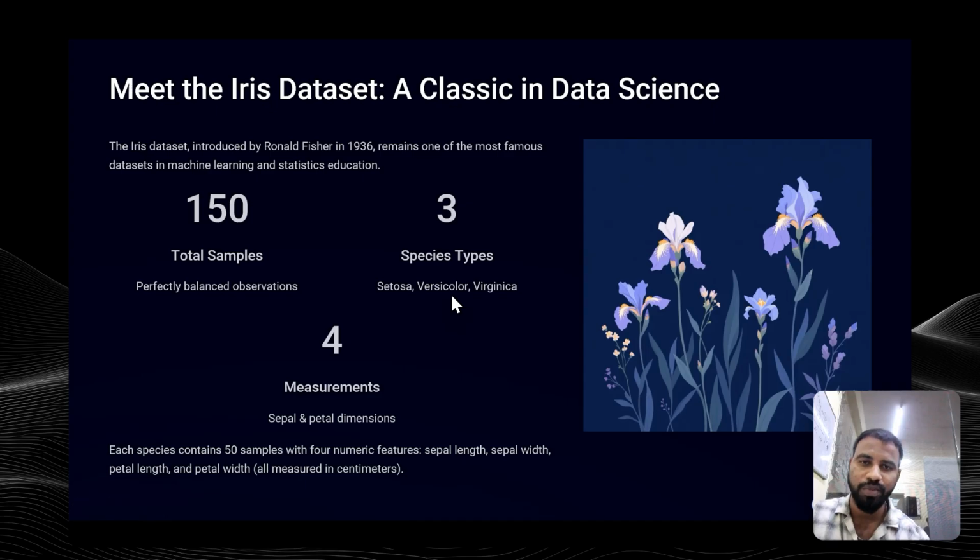Then there are four fields that explain the dimensions of the species, like sepal dimensions and petal dimensions. Each species contains 50 samples with four numeric features: sepal length, sepal width, petal length, and petal width. Let's preview the data so that you get some idea about the iris data set.